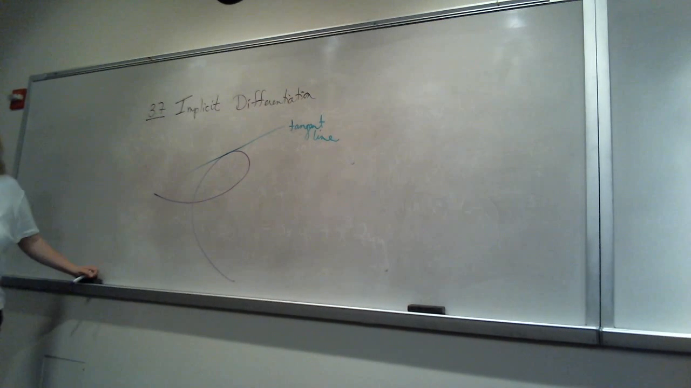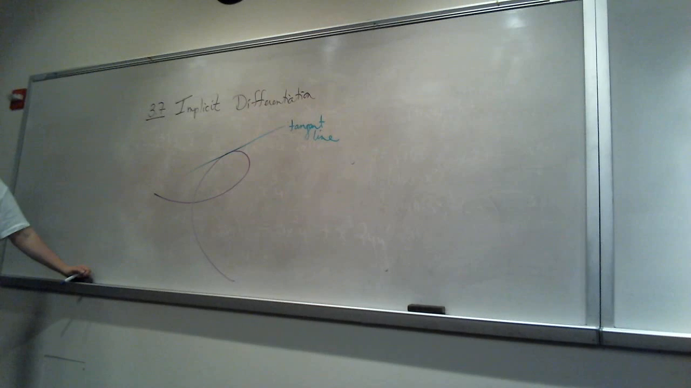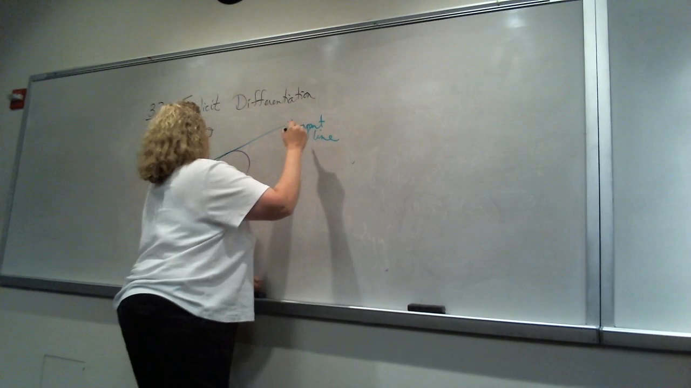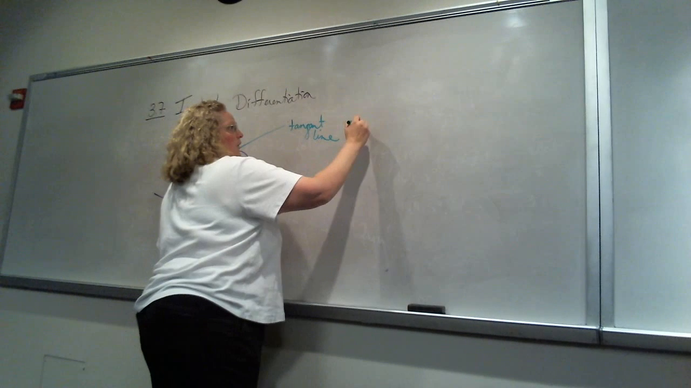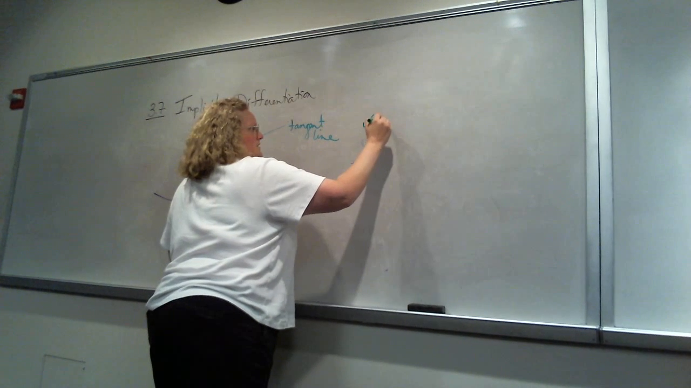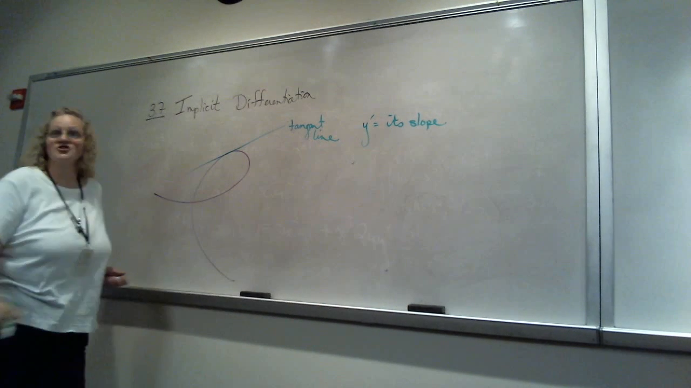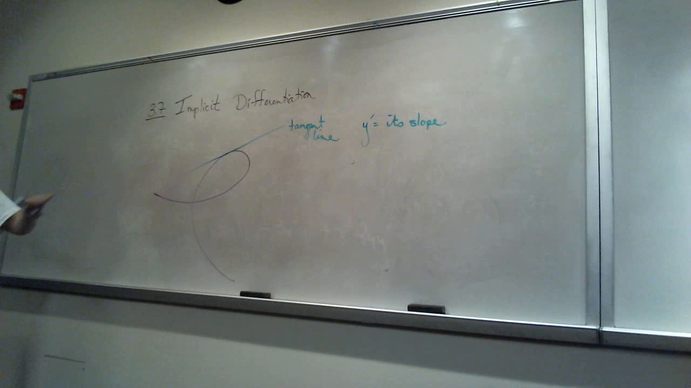Some tangent line, right? We can get the slope of that tangent line from the derivative. So there's my tangent line. Y prime equals its slope. That hasn't changed from way back in the early chapter 3 stuff. What's new is here they're going to introduce us to the idea of a normal line, and we talk about them in this section.